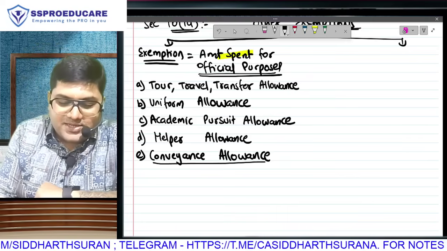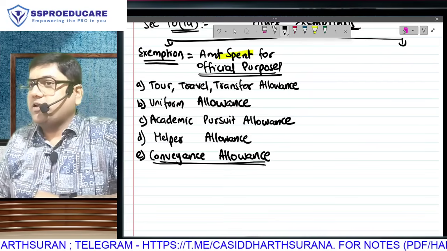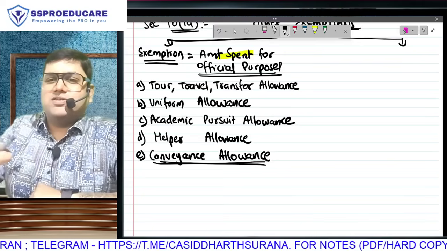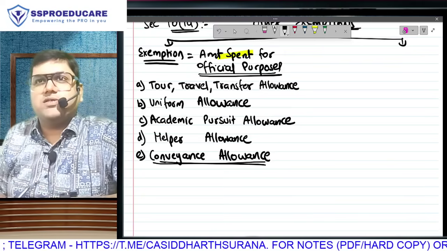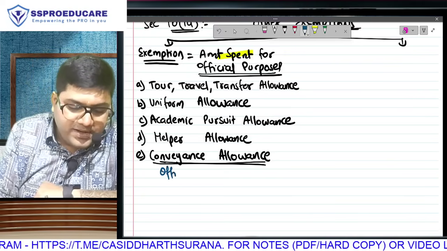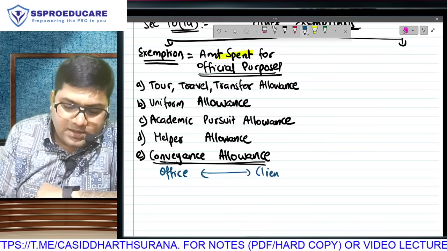We are talking about the tax exemption of the thing called conveyance. So again, there is going to be some amount that your employer will give you. From that you will spend something. By now you've understood that the amount received and amount spent both will be given to you in the question. Just one catch is there. The amount spent should be between office and your client place.